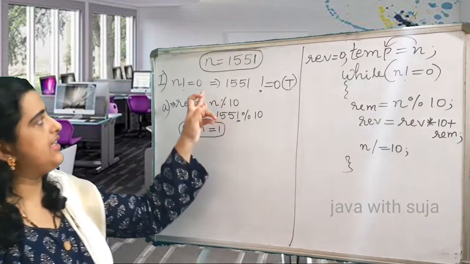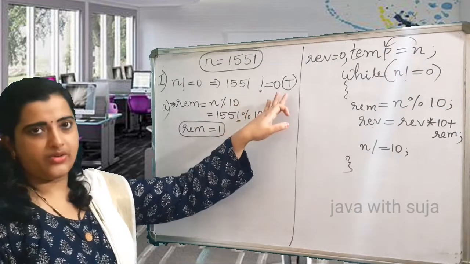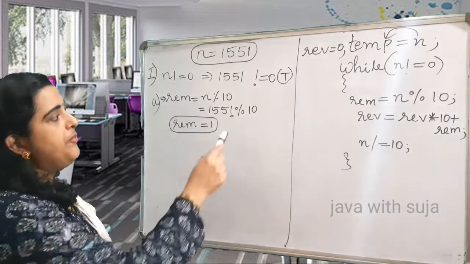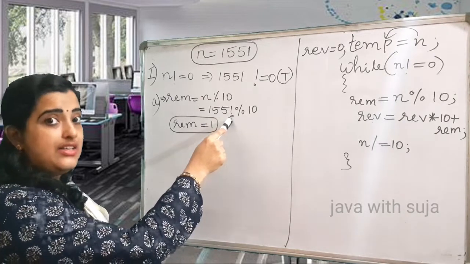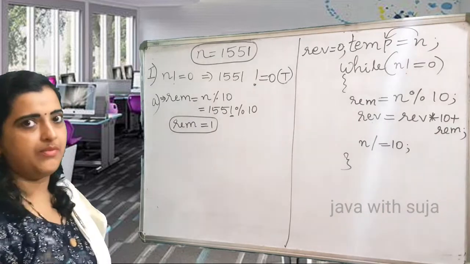Let us see whether the condition is true or not. 1551 not equal to 0, the condition is true, so the loop body starts executing. As I told you already, when we take the modulus operator with 10, it will return the digit at one's place as the output. So we got the value 1 in the variable reminder.